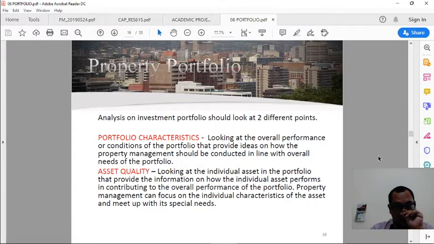So for property portfolio characteristics, some of them look at the overall performance or condition of the portfolio and provide ideas on how property management should be conducted in line with overall needs of the portfolio. Whereas asset quality looks at the individual asset in the portfolio and provides information on how the individual asset performs in contributing to the overall performance of the portfolio. So you manage the portfolio, a broader aspect, and you manage the asset. The portfolio is the investment, the asset is the holding that you have acquired.